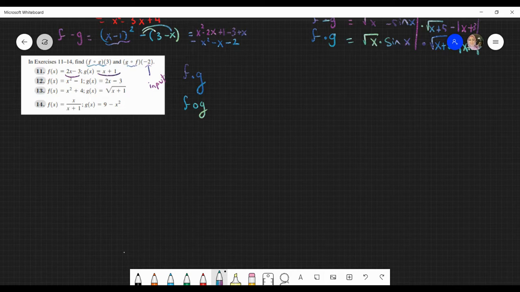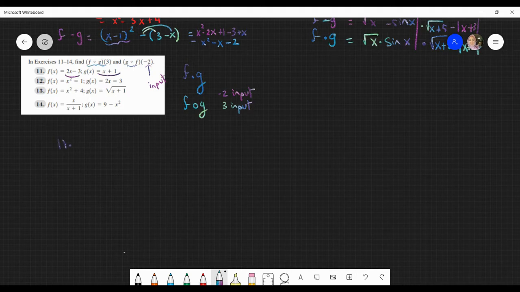Another common misconception that I saw is that some students did the composition of function right, but then the result, they multiplied it by 3. And I'll give an example as we move on. 3 is not a number that we multiply the function by. 3 is an input. And the negative 2 is also an input. So we need to plug it in. Let's start with number 11.